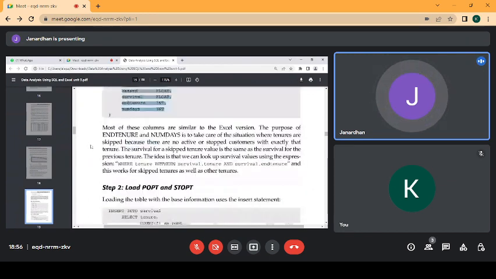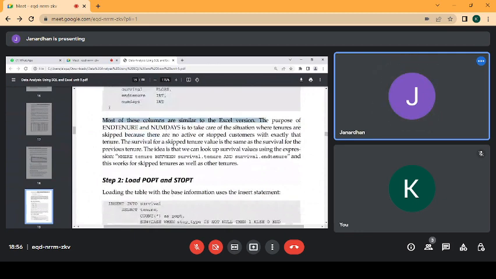Most of these columns are similar to the Excel version. The purpose of the end tenure and num days is to take care of the situation where tenures are skipped because there are no active or stopped customers with exactly that tenure. The survival for a skipped tenure value is the same as the survival for the previous tenure. The idea is that we can look up survival values using an expression where tenure is between the survival tenure and the end tenure.